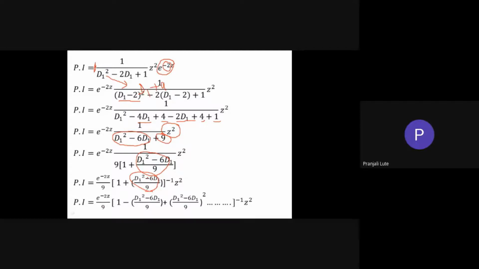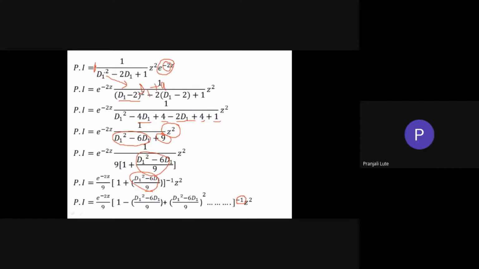1 minus x plus x square and so on. This is the binomial expansion. By mistake here is minus 1. यहाँ पे minus 1 नहीं चाहिए. By mistake minus 1 आ गया है. So this is 1 plus x inverse means 1 minus x plus x square and so on.